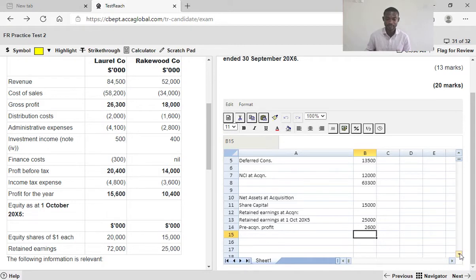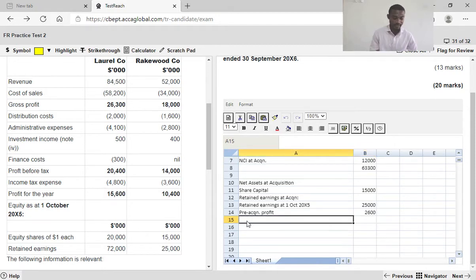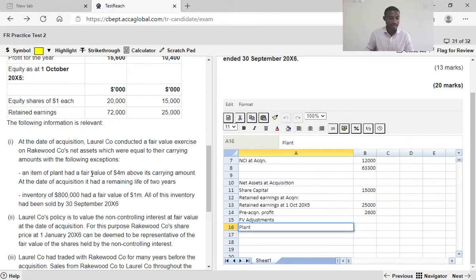Let me just raise this up a bit. Is to bring my fair value adjustment. So I'll just type it there, fair value adjustment. And what I need is the plant, which we were given in note 1. The plant here, to refer to it, it had a current amount of 4 million above. So I'll put here 4,000.